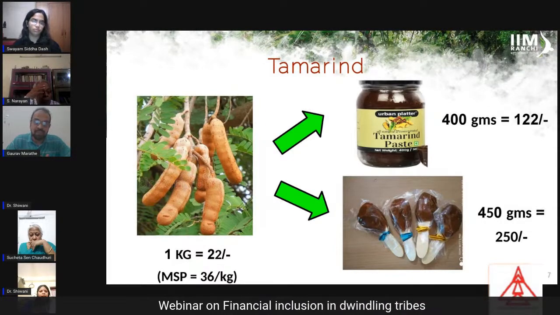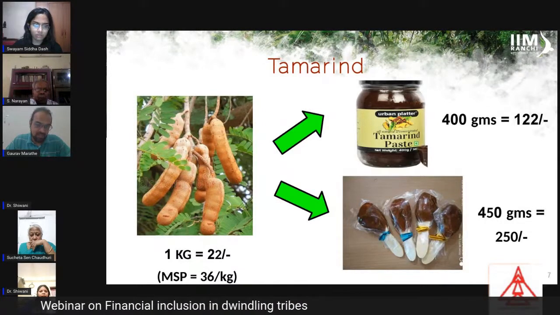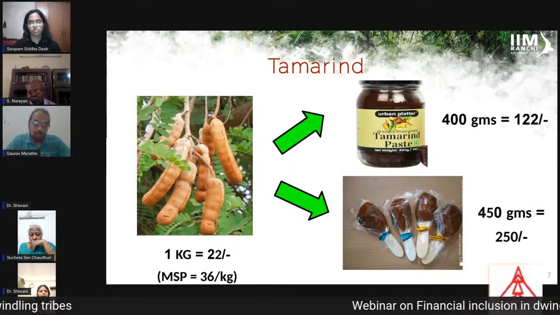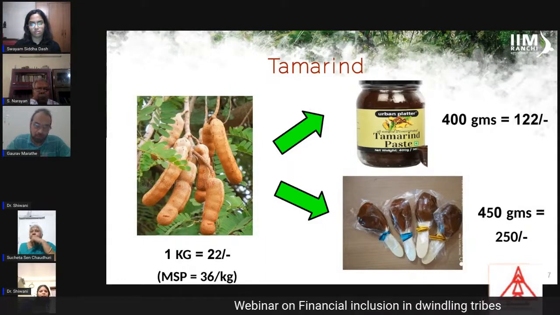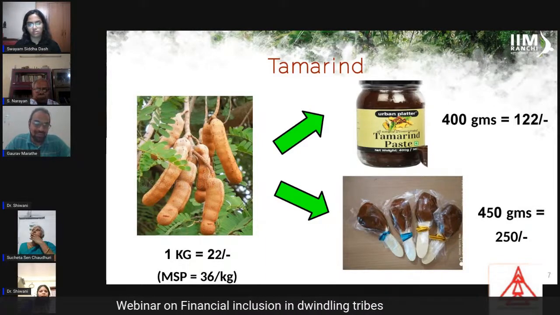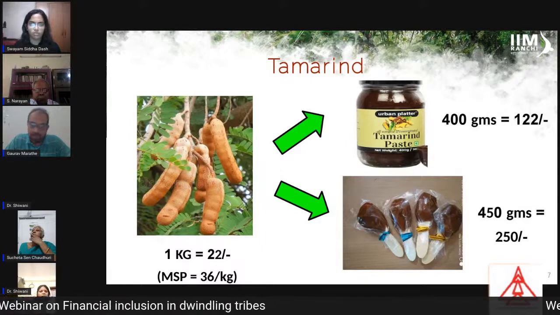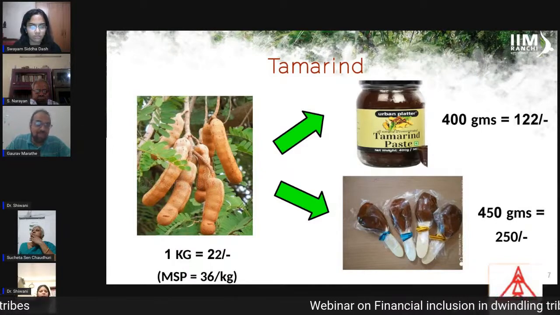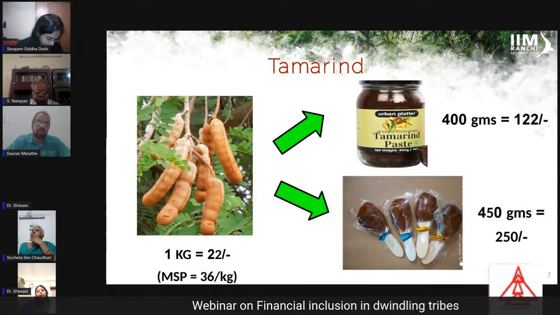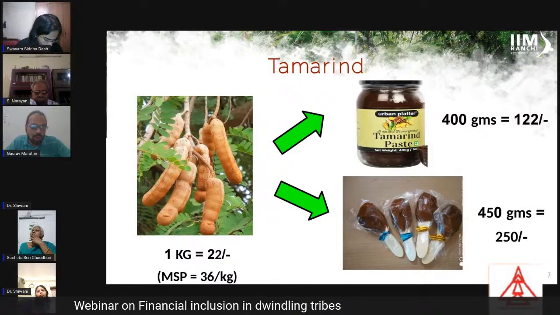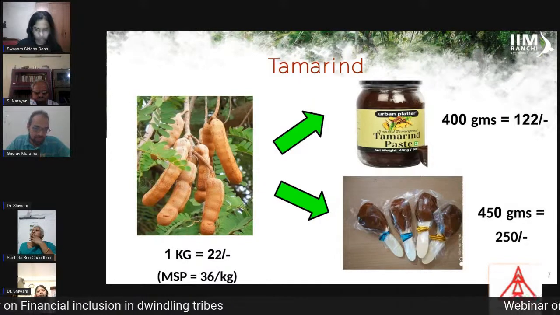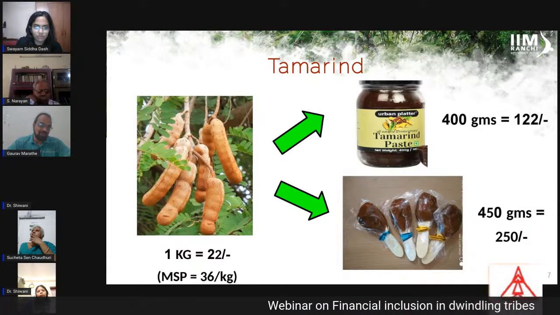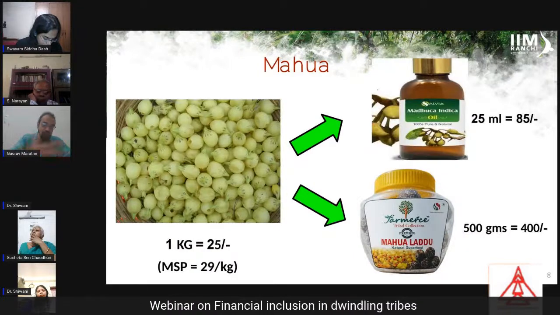Now, if we see the market, tamarind paste is sold at 400 grams for 122 rupees. So, can this be a solution? It's very difficult, but a very promising one. Instead of selling tamarind as it is, can we sell the tamarind paste? Paste is still a bit of a complex product, but let's assume a simple candy. You don't need to do much work on it. The same candy in a local market, you will get 450 grams at 250 rupees. So, is this value addition possible for these communities? That's a question we have to ask, and the government is working towards it.